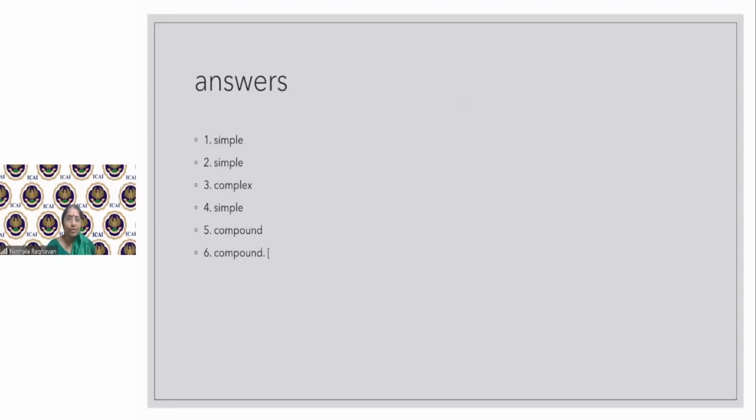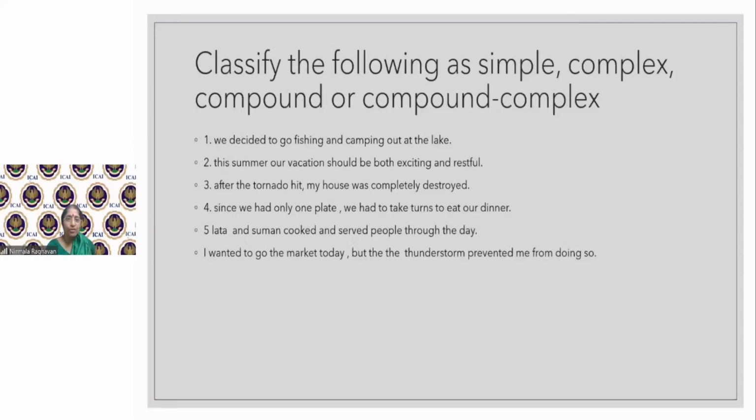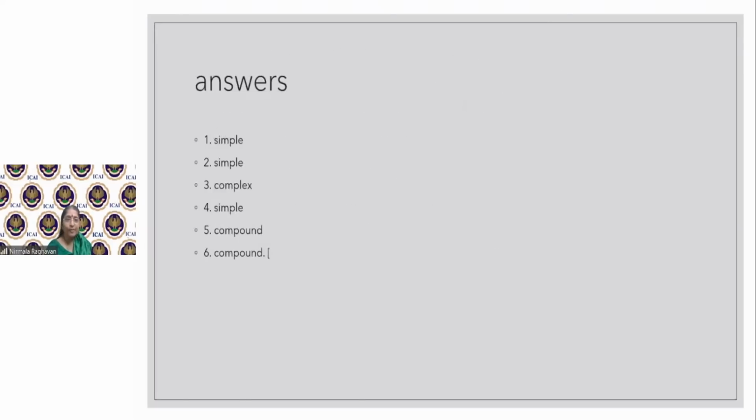Let's look at the answers. First one: We decided to go fishing and camping out at the lake. Simple sentence. This summer our vacation should be both exciting and useful. Simple. After the tornado hit should be a complex sentence. Then, since we had only one plate, we had to take turns to eat our dinner. Simple. Lata and Suman cooked and served people through the day. What does it say? Simple.